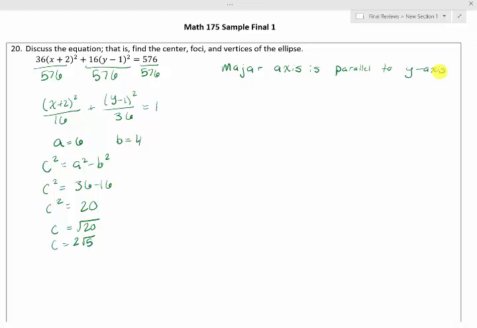First, let's go ahead and find our center. So our center will come from those terms with x and y in it. The number being subtracted from x is going to be the x value of my center, so it's going to be negative 2. And the number subtracted from y is going to be the y value of my center, so positive 1. Then we can use this center to find my vertices and my foci.